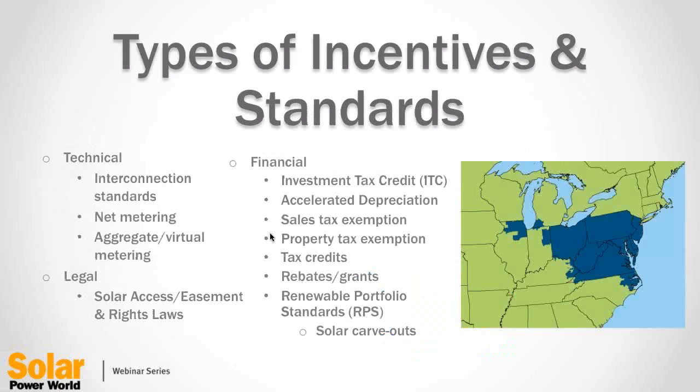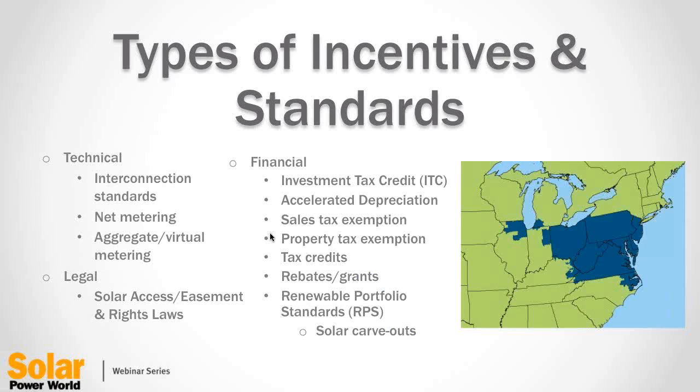So generally, the types of standards and incentives that you see in all the different states, I consider to fall under three categories. Your financial, which I think most people are pretty aware of: the different rebates and grants, all the different tax incentives and structures available, and then of course the renewable portfolio standards, or SRECs. Then you get the legal pieces, which primarily focus on solar access easements and rights laws, just making sure someone doesn't throw a building in front of your PV system 10 years down the road and block all of your available sunlight, which is a pretty big bummer.